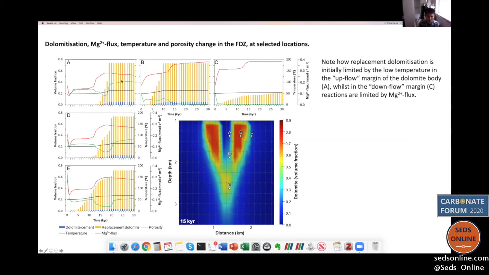From the figure, you can see the volume fraction of the replacement dolomite displayed in the yellow color, and the dolomite cementation displayed by the blue color. And you can see the contrast between the replacement and the cementation at this selected location.